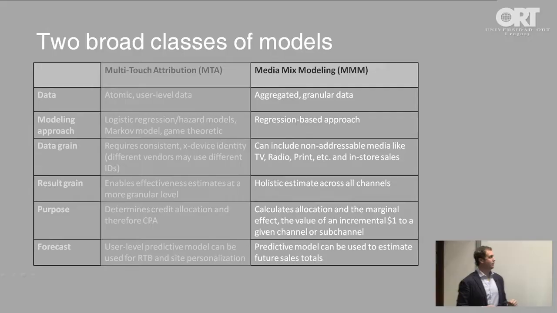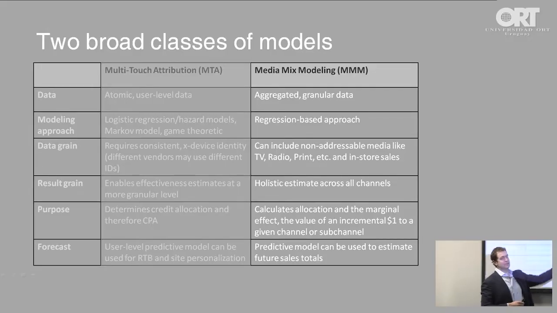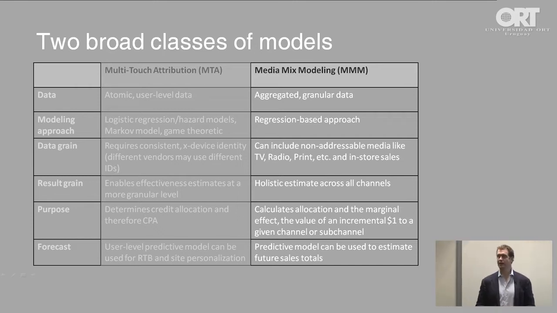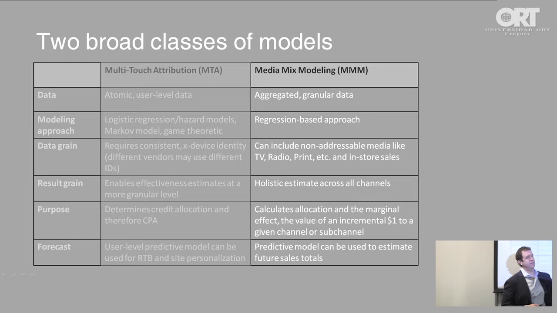This sort of non-addressable media, so think of the big offline channels like TV, radio, print. Another thing that can be added in here is not media, but things like promotions, right? So if a company uses a promotion over the course of a couple weeks or a month, we can include that in the model. It's much harder to figure out how to include that in a multi-touch attribution model. We get a sort of holistic estimate across all channels, which is kind of interesting.